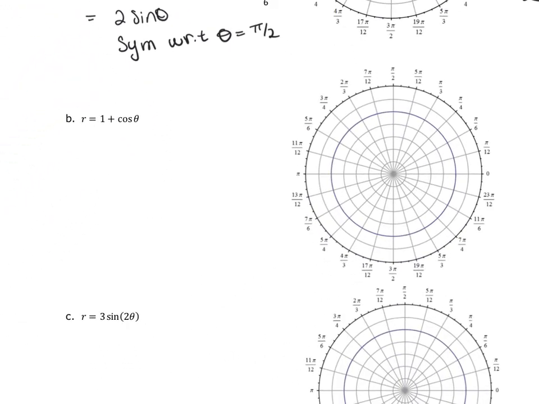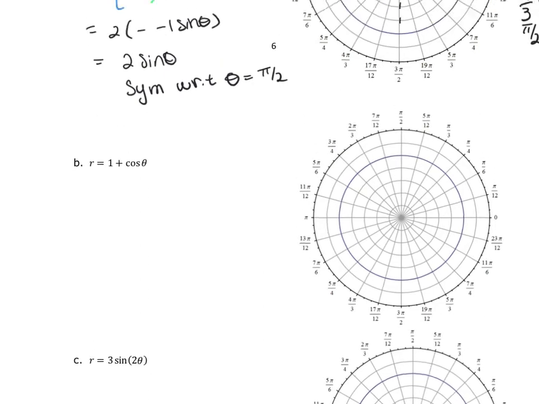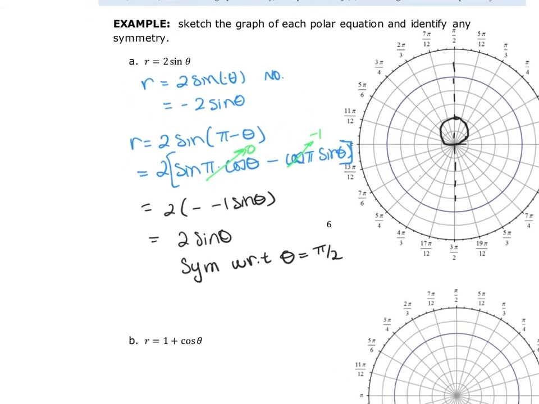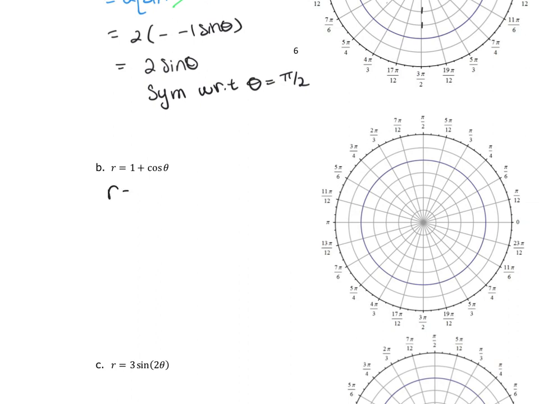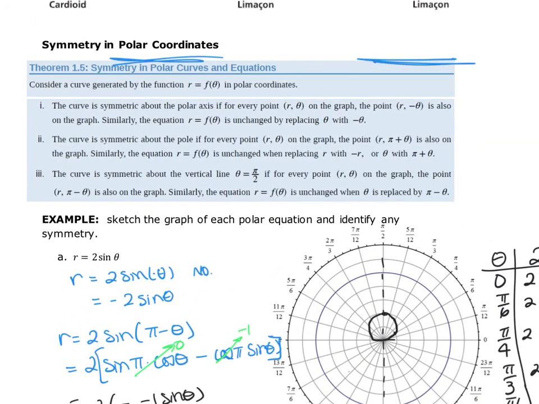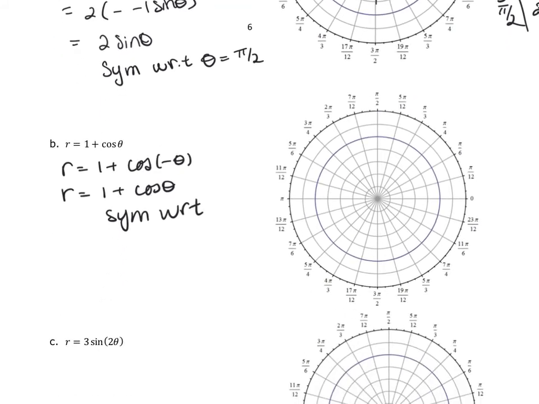Okay. So let's take a look at the next one. I'm going to check for symmetry again. So remember, if I put in negative theta, it has to stay the same. So r is equal to 1 plus the cosine of negative theta. Cosine is even, so this equals the same thing as I started out with. So we have symmetry with respect to, in this case, the polar axis. So what's over here is going to be the same as over here.